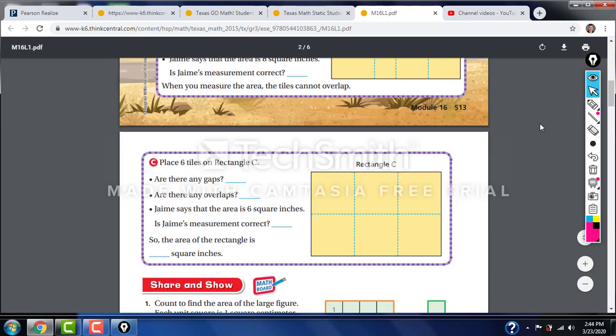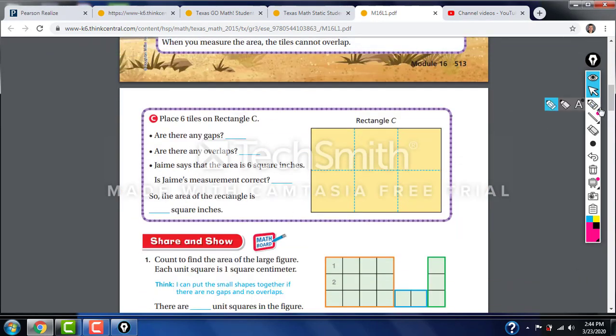C. Okay, we're using the same tiles. So place 6 tiles. So place one here, one here, one here, one here, one here, and here. You should have 6. Let's answer these questions. Are there any gaps? Well, the answer is no.